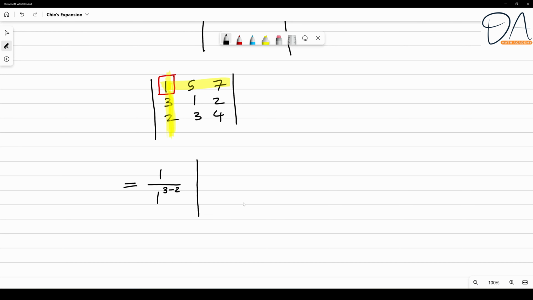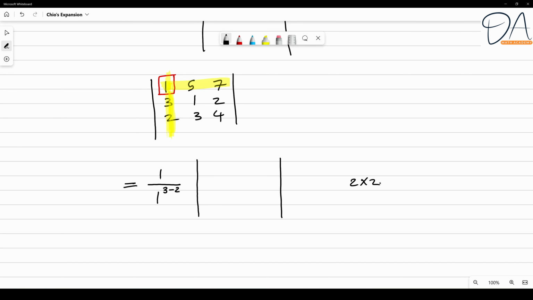Now we'll have a 2 by 2 determinant. So here we'll have a 2 by 2, but each element of this 2 by 2 is actually a 2 by 2 determinant itself. How are we going to find these 2 by 2 determinants? This is the key step. We'll find it as follows.